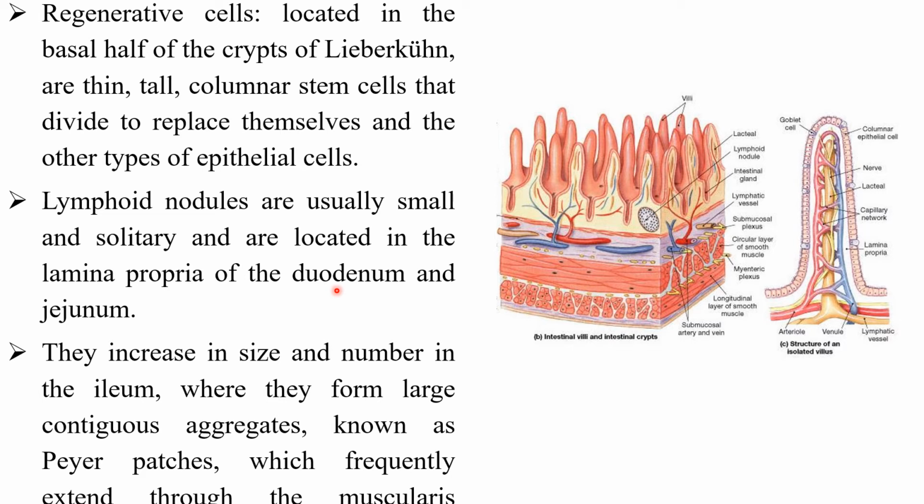See, the lymphoid nodules are usually small and solitary and located in the lamina propria of the duodenum and jejunum. But while reaching the ileum, the lymphoid nodules increase greatly in size and number, leading to the formation of special large continuous aggregates of lymphoid organs called Peyer's patches.